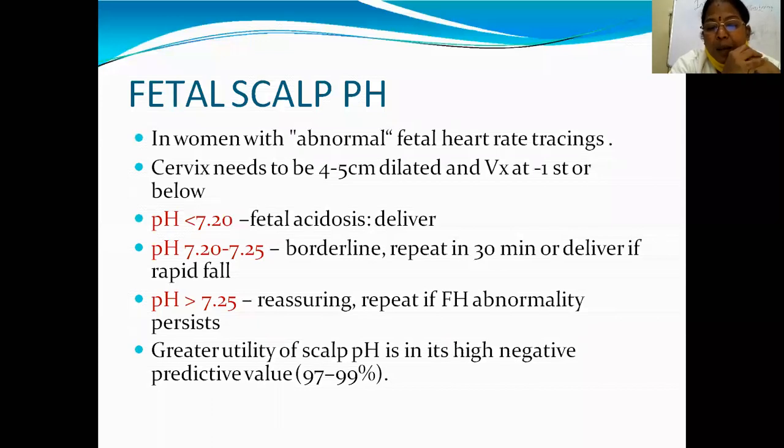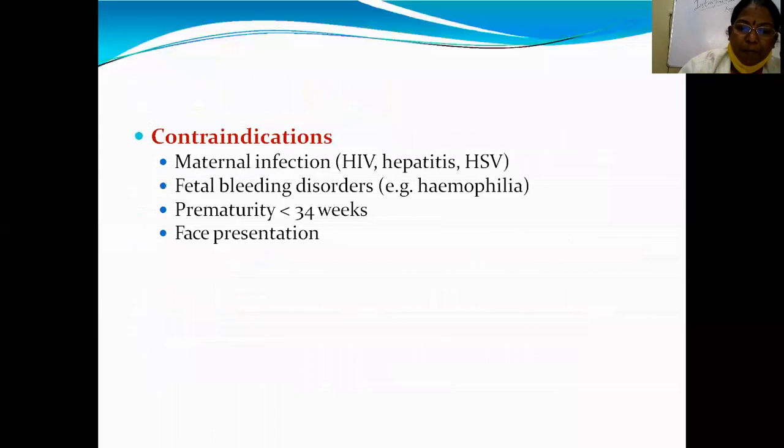If it is repeated and the same thing comes, if the abnormality persists, you have to go for immediate delivery. So there is a great negative predictive value to the scalp blood pH, 97 to 99%. If the scalp blood pH is normal, it will rule out acidosis, acidemia. So what are the contraindications for this?